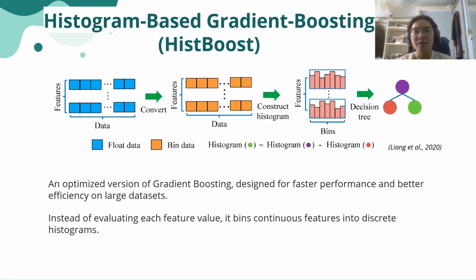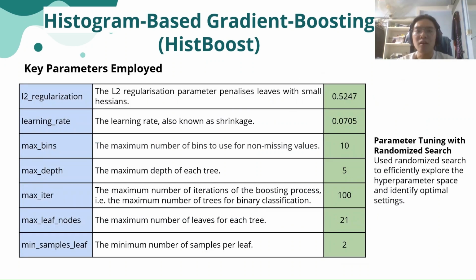Next, we will discuss HistGradientBoosting, an optimized version of gradient boosting for faster computation and better efficiency for large datasets. It bins continuous features into discrete intervals, reducing split points and minimizing memory usage, which speeds up training and handles high-dimensional data efficiently. These are the optimal parameters obtained through randomized search.